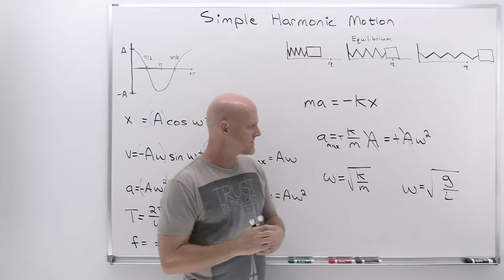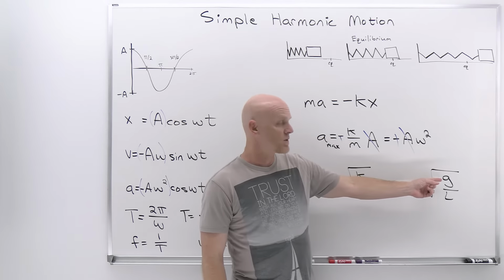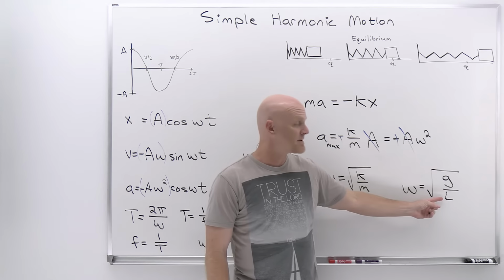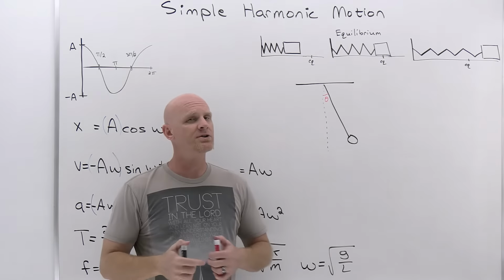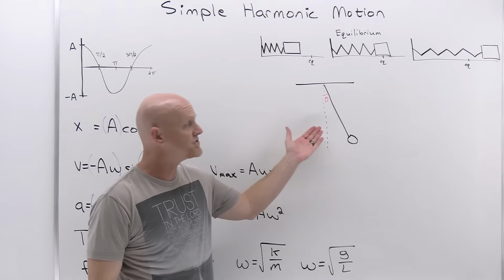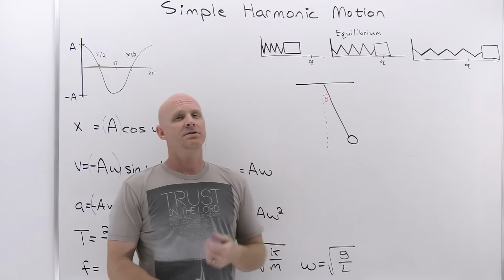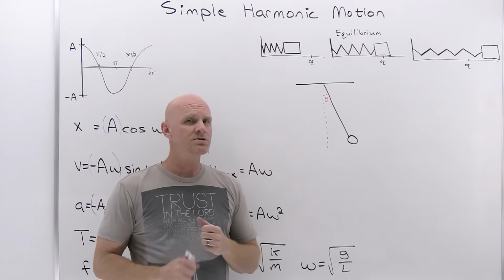So for a pendulum, it turns out this omega is going to equal the square root of the acceleration due to gravity divided by the length of the pendulum, and we'll see where that comes from. So next we're going to look at simple harmonic motion in the context of a pendulum ever so briefly. But it turns out a pendulum doesn't truly follow simple harmonic motion.